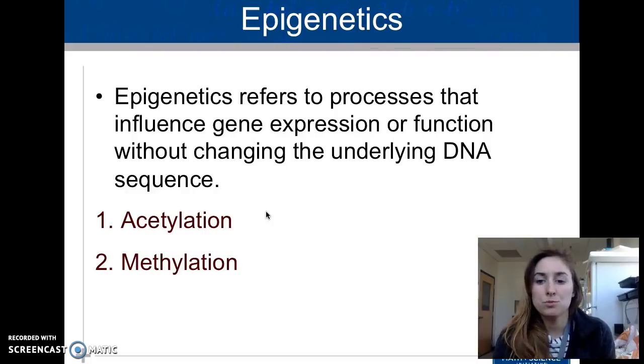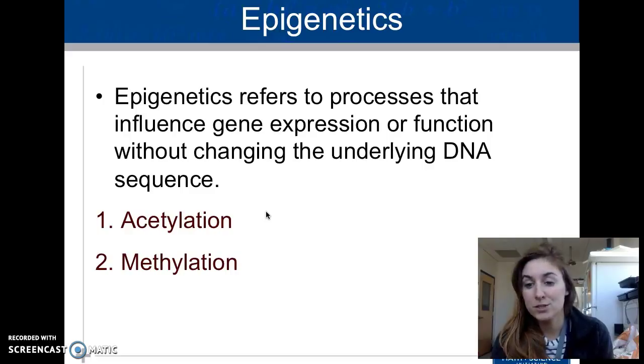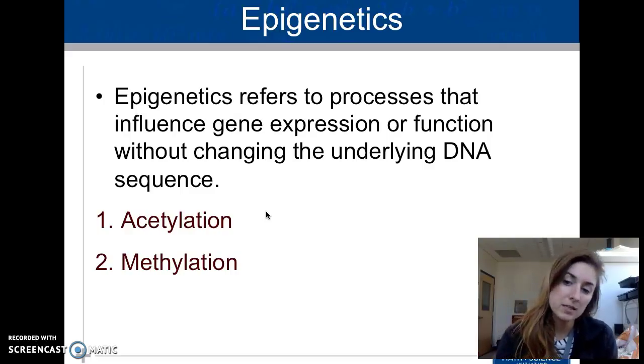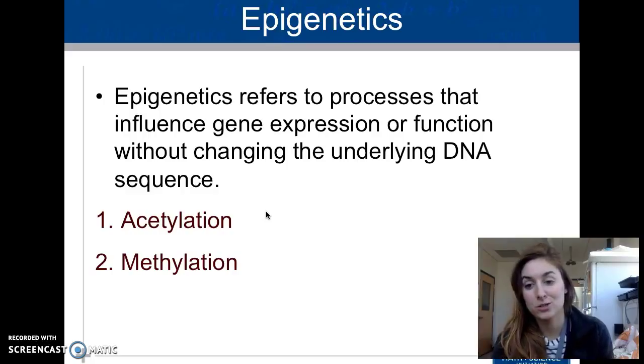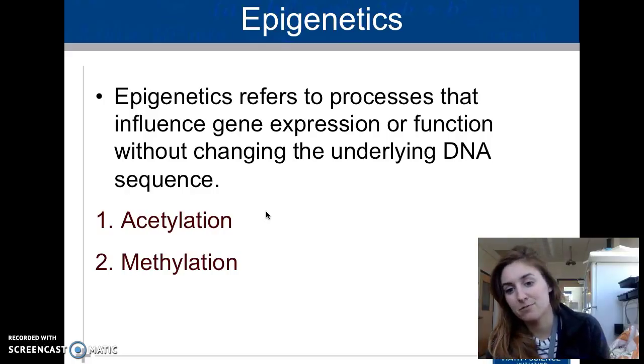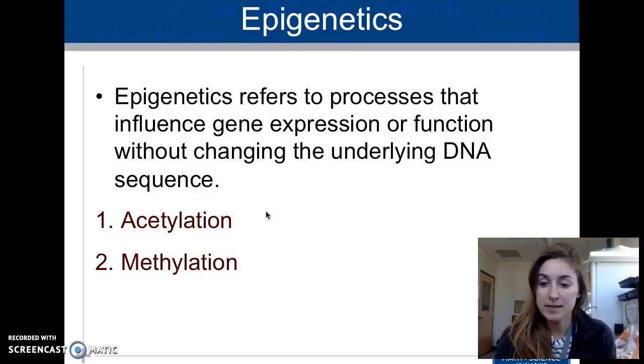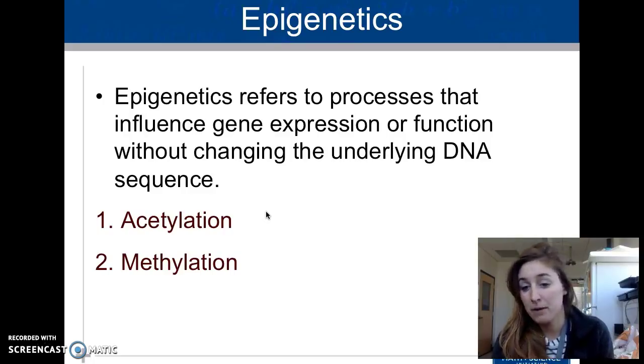When we're looking at gene expression, we look at epigenetics, which refers to the processes that influence gene expression or function without changing the DNA sequence. The past couple examples we've looked at have actually changed the DNA sequence, but there are other ways that we can either make a gene be expressed, and therefore affect the phenotype, or keep it from being expressed, also impacting the phenotype. The two types are acetylation and methylation.